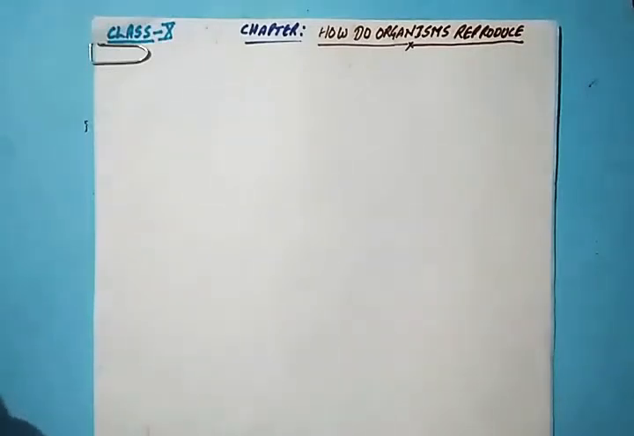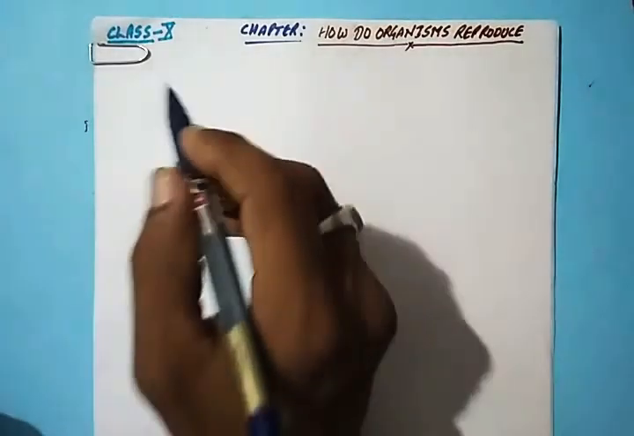Hello students, it is my another lecture of biology for class 10th. In our previous video, we started a very important chapter, that is, how do organisms reproduce. In this video, we will discuss the further important topics and types of asexual reproduction in multicellular organisms.